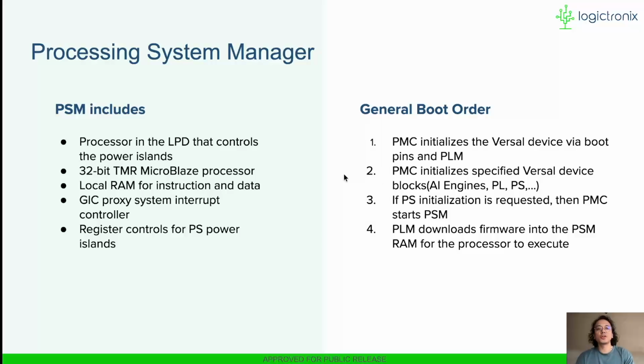The general boot order in the Versal is: the PMC first initializes the Versal device via the boot pins and the PLM. PLM is the platform loader manager execution program. The PMC initializes the specified Versal blocks like AI engines, PL or PS, after which, if PS initialization is requested, the PMC starts the processing system manager to power up the full power domain. The PLM downloads the firmware into the PSM RAM for the processor to execute.